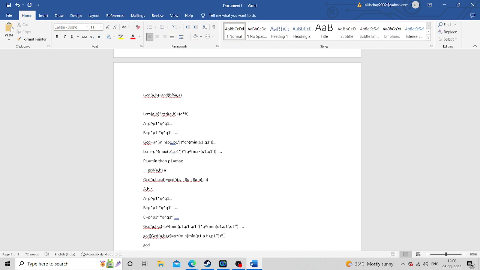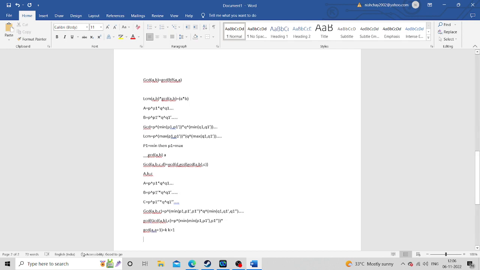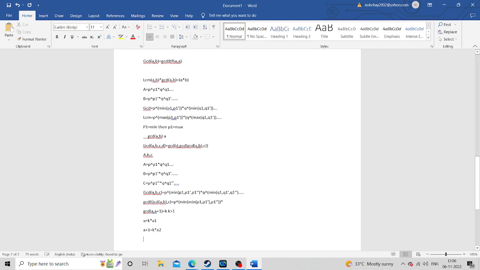So let's say for the time being you assume that GCD of A comma A plus 1 is equal to something K, and you assume K to be greater than 1. Since GCD is equal to K, you can write A to be equal to K into A1, and you can write A plus 1 to be equal to K into A2, because GCD is a factor of A and A plus 1. So A and A plus 1 both will be divisible by K. Now we simply subtract these equations. Let's see what we get. We'll get 1 equal to K into A2 minus A1.